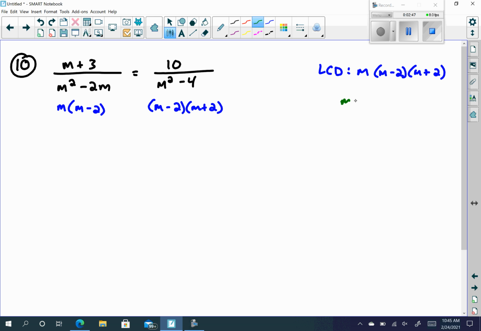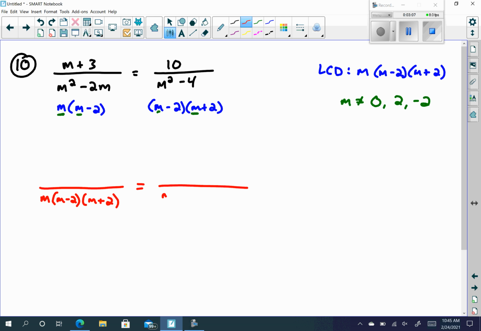What can't m equal? This first m here can't equal a 0. This m here can't equal a 2. Same thing over here, so I don't have to write that again. And then this m here can't equal a negative 2. So I have 3 restrictions. So now I'm going to make both fractions contain the LCD, m minus 2 and m plus 2 for both. Now we go and adjust our numerators. Keep the m plus 3 in parentheses. This had an m and an m minus 2, so we need to multiply by an m plus 2. The 10 had both the m minus 2 and m plus 2, so we just need to multiply by m.